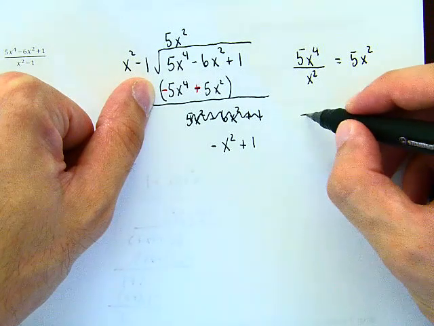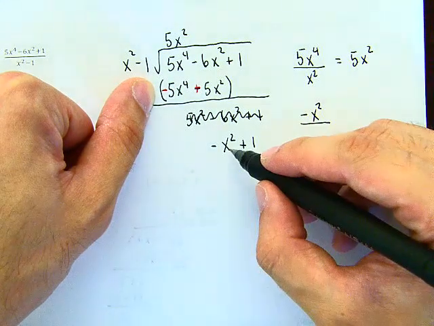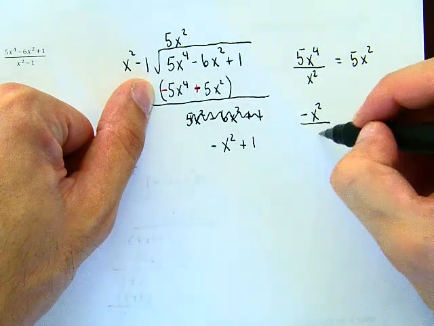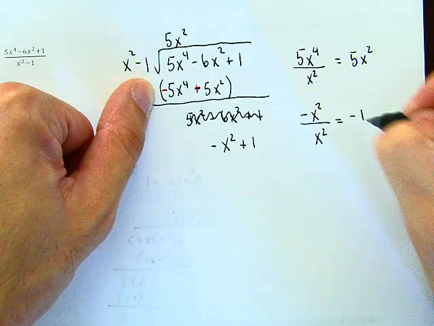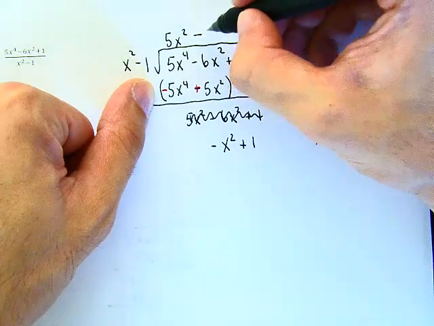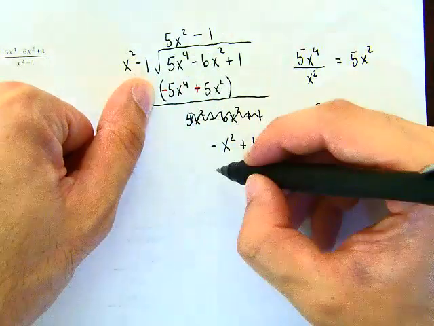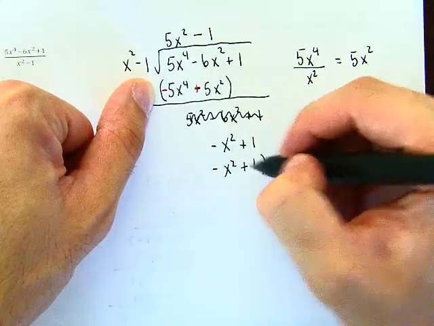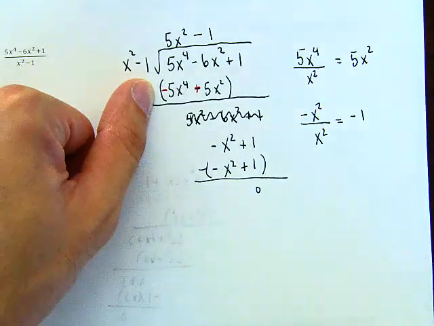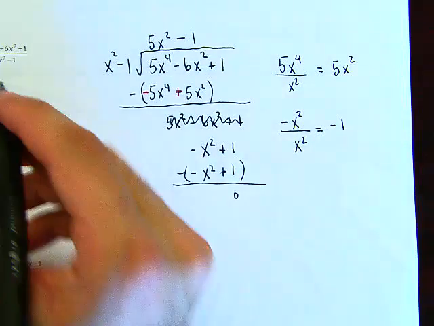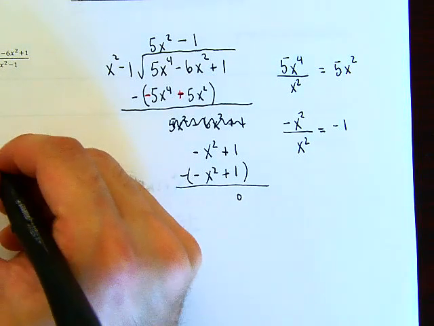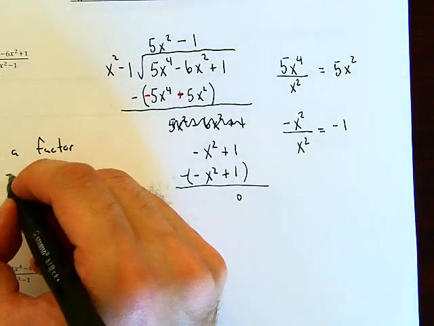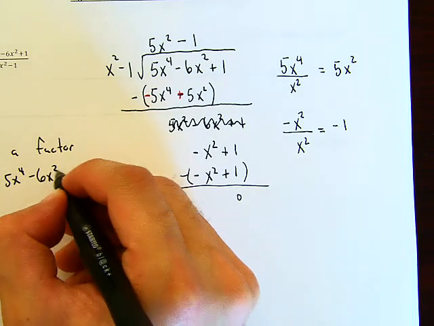Now, what's next? I take negative x squared, right? This one, same thing. How many times does x squared go into negative x squared? I do this, and it goes in minus 1 times. So then I do minus 1 over here, and negative 1 times this is negative x squared. Negative 1 times this is positive 1. I get the same thing. Subtract, I get 0. So then what can you say? That x squared minus 1 is a factor of 5x to the fourth minus 6x squared plus 1.